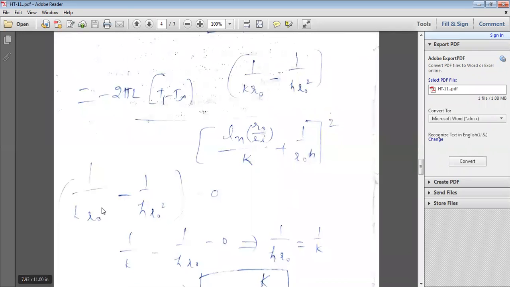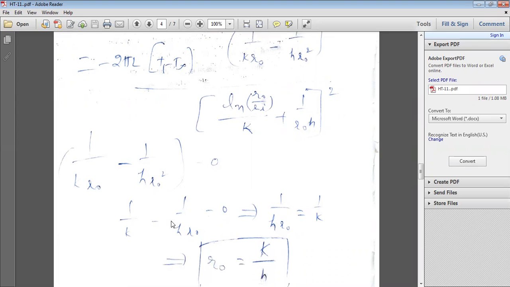Now this is 1 Ro and this is 1 Ro square, so one Ro gets cancelled. That's why 1 by K minus 1 by H Ro is equal to 0.